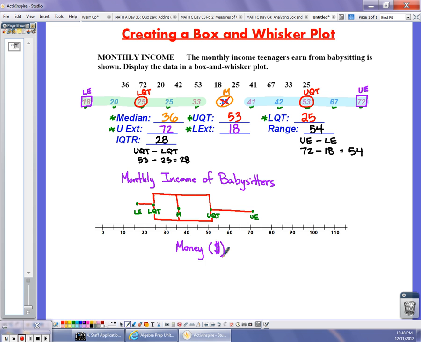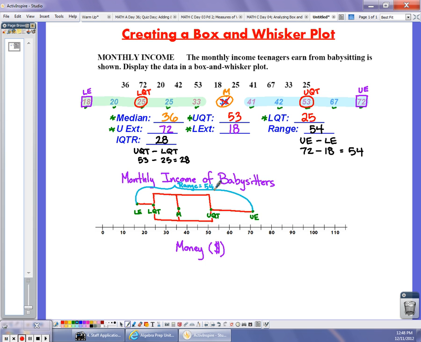Now some of you guys may be asking, well, where's the range and where's the interquartile range? Well, the range is basically the distance from the lower extreme to the upper extreme. So that's going to be a total of 54 units. So this right here would be our range, which is a total of 54 units.